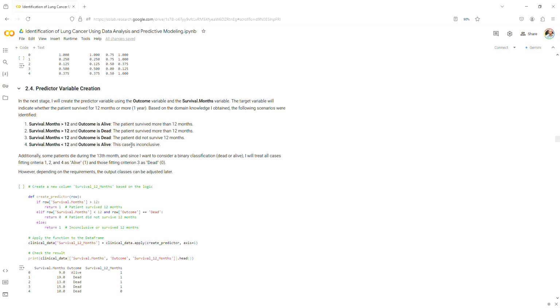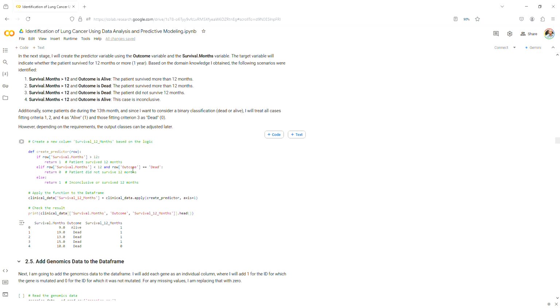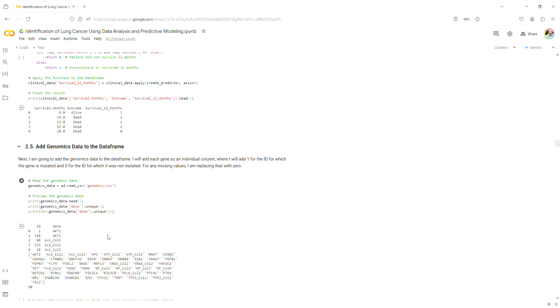People who survived more than 12 months are alive, and people who actually died before 12 months are dead. And I made this particular variable 1 and 0 only, like this, 1 and 0.